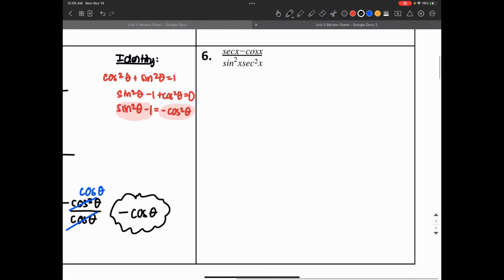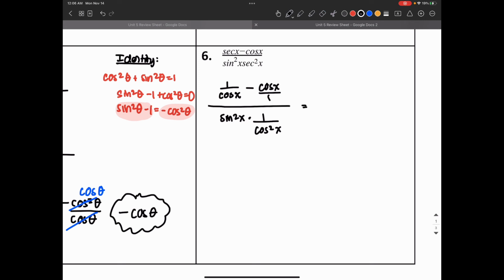For number 6, I have secant of x minus cosine of x over sine squared of x times secant squared of x. And I think what will help me in this case as well is to rewrite this in terms of sine and cosine. So I'll have 1 over cosine of x, I just changed secant of x to be that, minus cosine of x over 1, all over sine squared of x times 1 over cosecant squared of x.